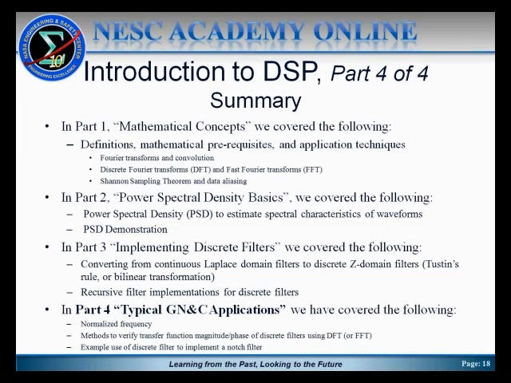Finally, in this last part, Part 4 of this 4-part series, which has been entitled Typical GNC Applications, we covered the following. We discussed normalized frequency, what that means, and how that's related to the topics we had discussed in the first 3 parts of the presentation. We also showed methods you can use to evaluate or verify the transfer function that you get for a particular discrete filter. And as I said, I strongly encourage you, whenever you're operating with discrete filters, to do that step and commit yourself via the magnitude and phase that the filter represents what you think it represents, and then you go ahead and implement it in your controller or analysis tool or whatever you're using it for.